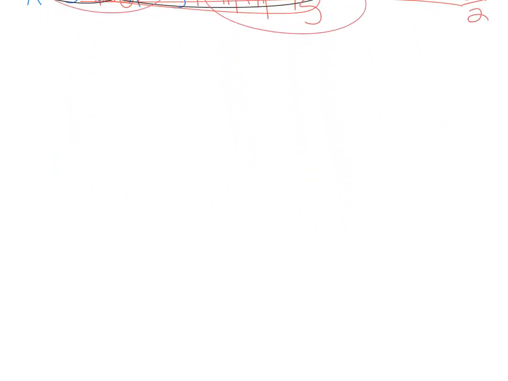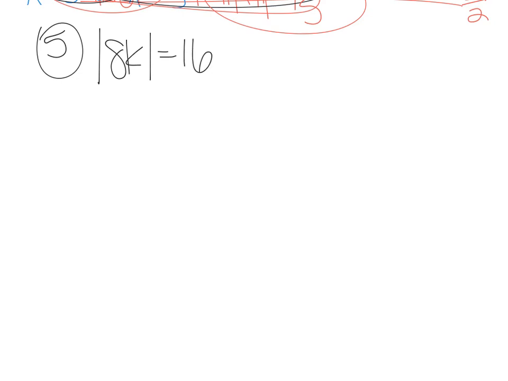Okay, just a couple more. All right, let's try the absolute value of 8k equals 16. The absolute value of 8k equals 16. What would your equations look like for this one? We have two equations. What do they look like?